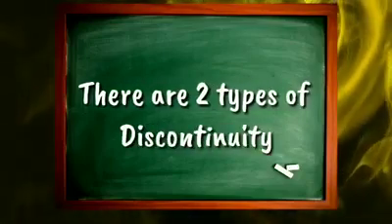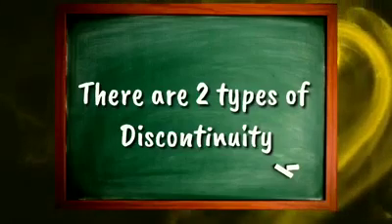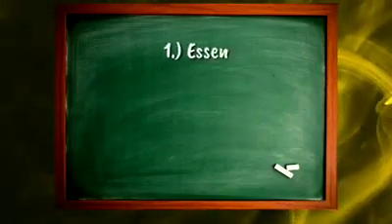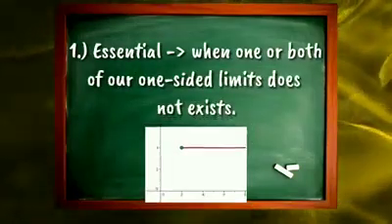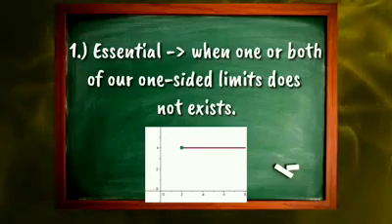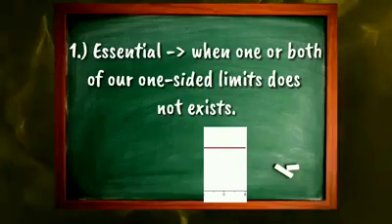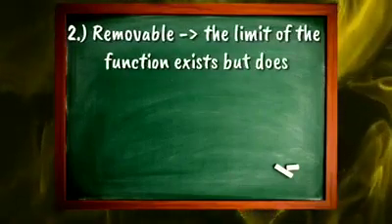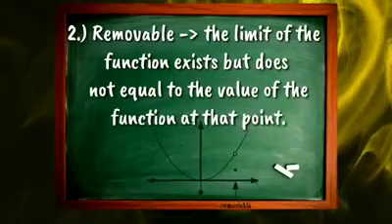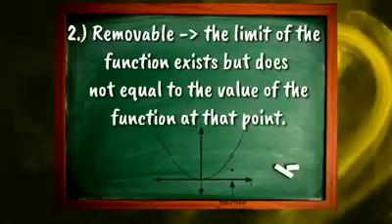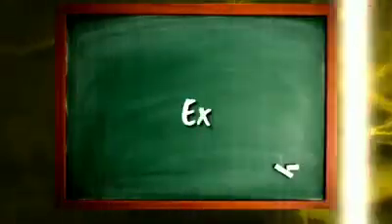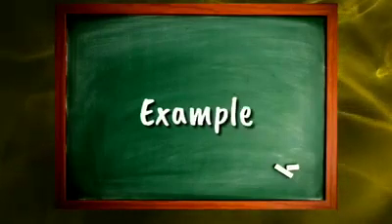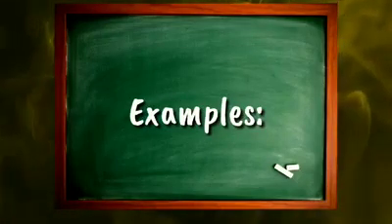And there are two types of discontinuity. So let's proceed to the first one. Essential discontinuity happens when one or both of our one-sided limits do not exist. Next is the removable discontinuity. It happens when the limit of the function exists but does not equal the value of the function at that point. To make it clear, here are some examples about continuity.